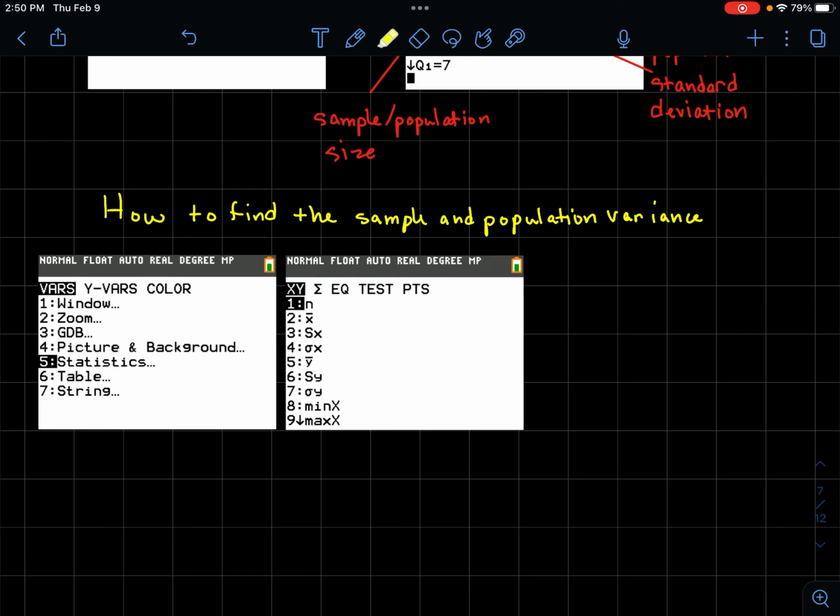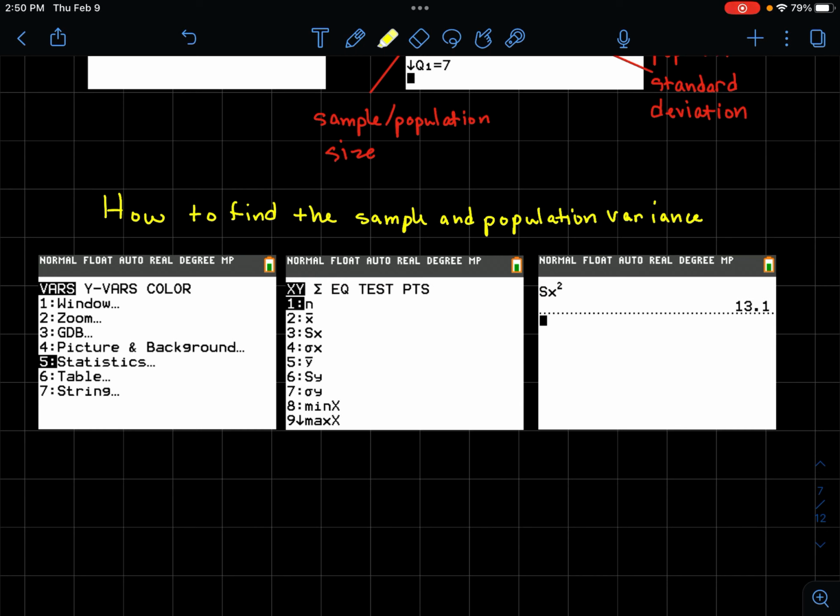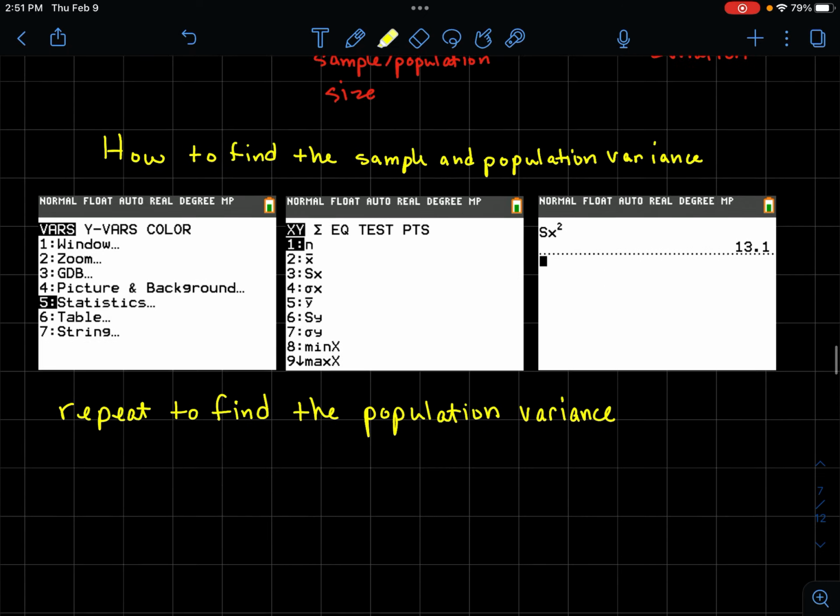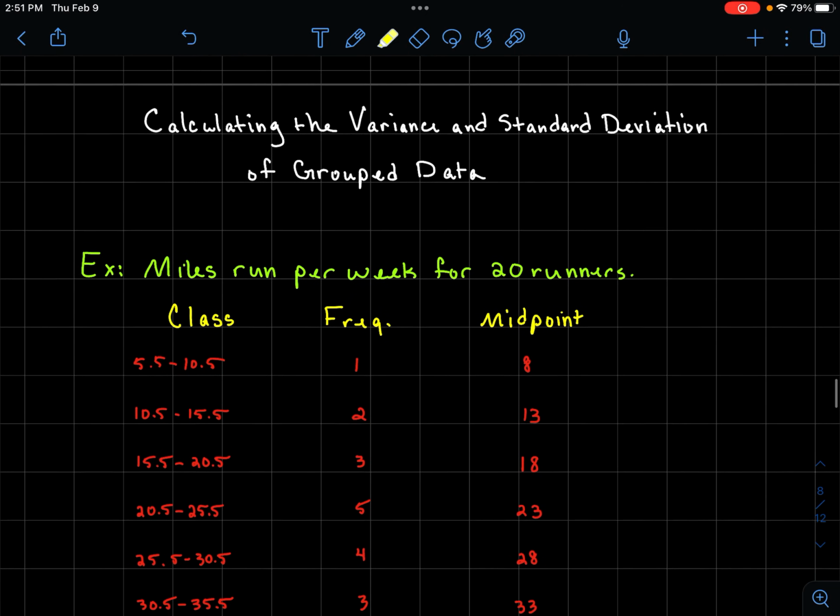Highlight number 5, or you could just click on option 5. That's statistics, and then you'll get the following screen here, and there's all of your sample size, your mean, your sample standard deviation, your population standard deviation, and so on. Just click on the option that we're looking for. So if we wanted to find the variance for the sample standard deviation, we click on option 3, raise it to the second power, and there is our variance of 13.1. Okay, if you want to repeat this process, you can click all the same buttons and do the same thing for the population standard deviation.